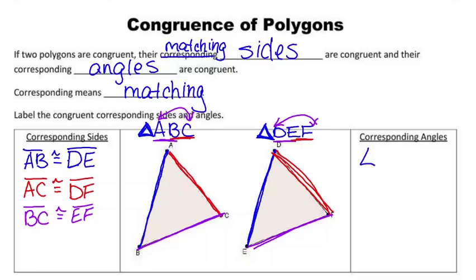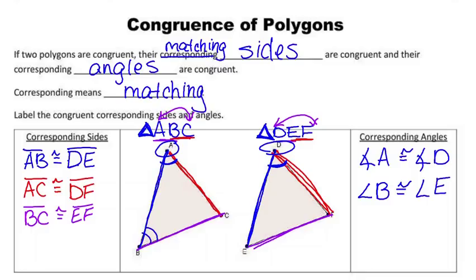Angle A is going to be congruent to angle D. They're in the same location. And you can see I'm drawing a little angle. If you want to put the little angle swoop in there too, you can. So angle A is congruent to angle D. And angle B is going to be congruent to angle E. And angle C is congruent to angle F.